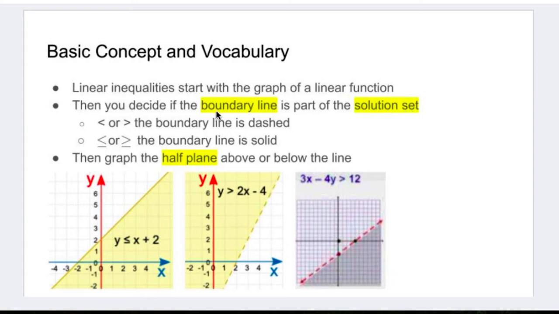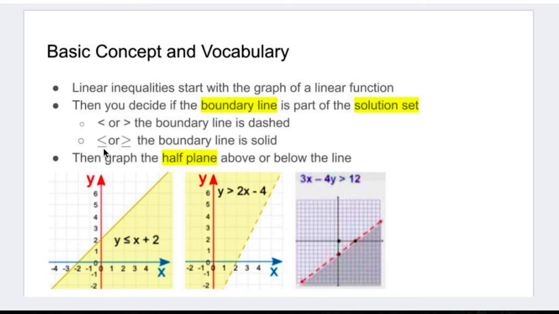These are your vocab words. The boundary line is the line that you would draw. The solution set is all the values of x and y that make the inequality true. If we see just a greater than or less than sign, we're going to have a dashed line because that line is not included. If we plug in the coordinates that are exactly on the line, they don't make it true, right? If I plug in 2, 0 in this inequality, 0 is not greater than 0. It is equal to it, so it's not included.